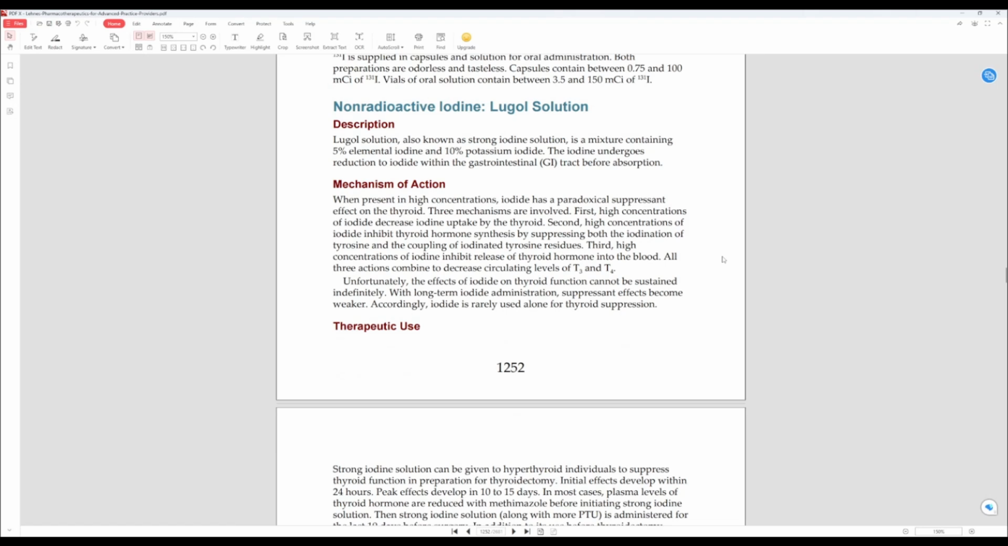There also is the non-radioactive iodine, also known as the Lugol solution. So, how do we describe it? Well, the Lugol solution is known as a strong iodine solution. It is a mixture containing 5% elemental iodine and 10% potassium iodide. The iodine undergoes reduction to iodide within the gastrointestinal tract before it gets absorbed.